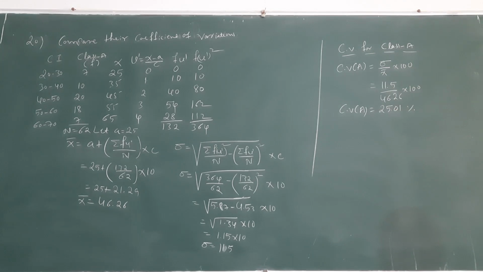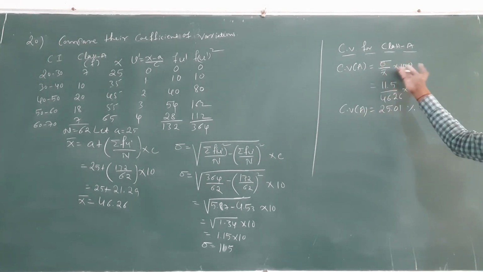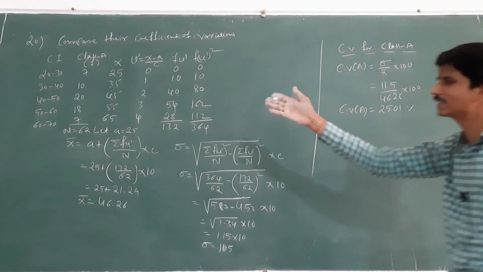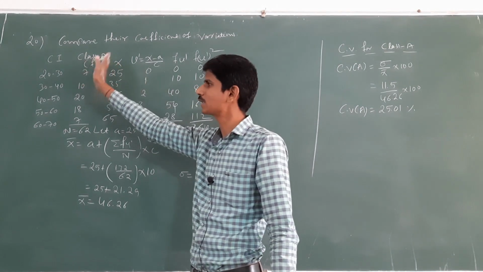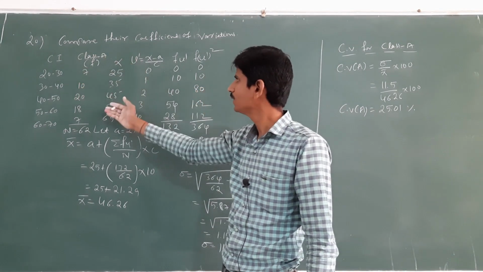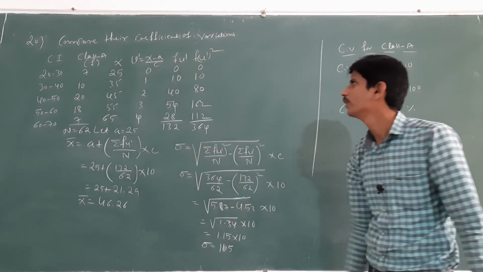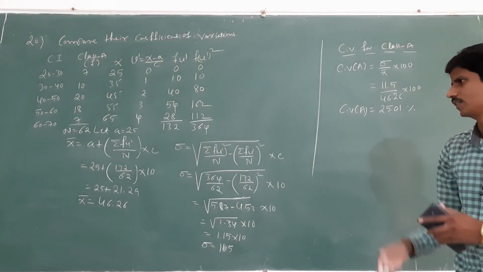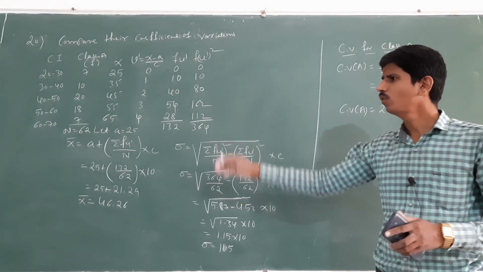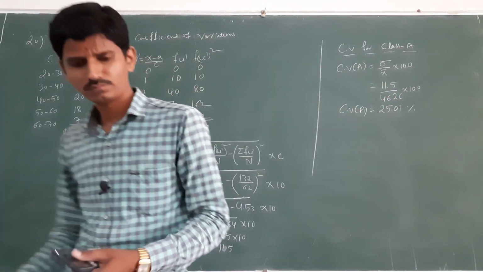Next we have to find the class B coefficient of variation. Similarly, same as it is, you have to take C for B equal to sigma by x bar into 100. Then next we have to take different frequencies, that is class B frequencies. The x values are the same and class intervals are also the same. The next u dash, fu dash and fu dash square values change. The same formula you have to apply.